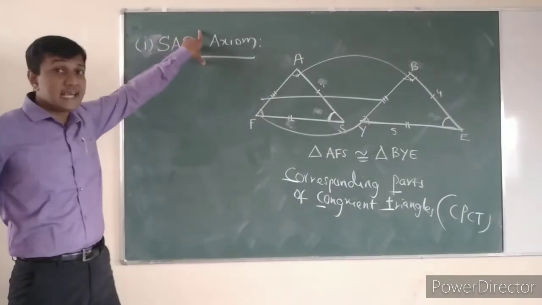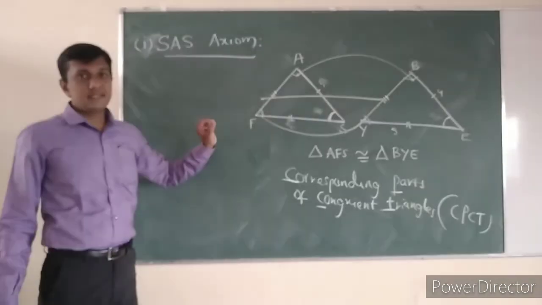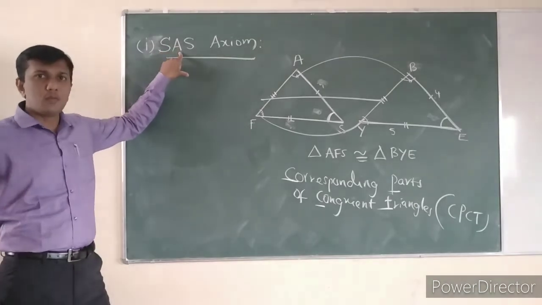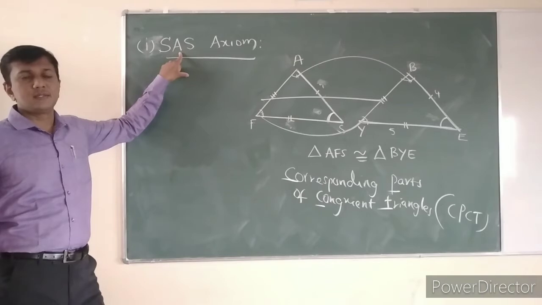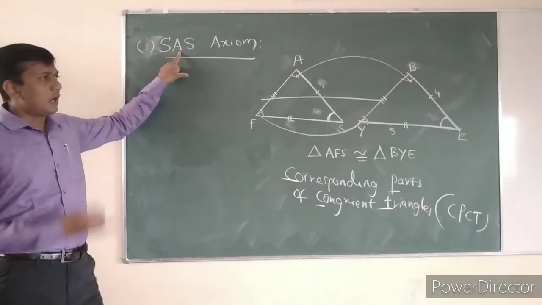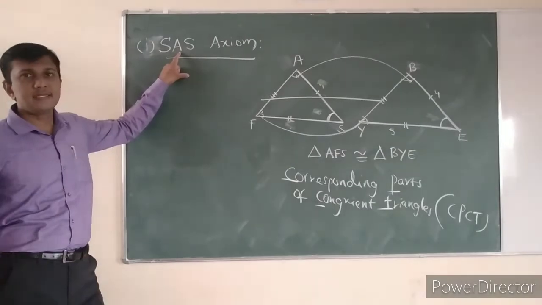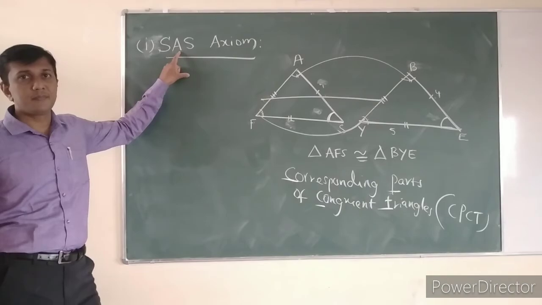Not only in the SAS axiom, for every congruency satisfied, we can write this CPCT rule. Not only SAS, a few more axiom rules we are going to learn: ASA, RHS, and the SSS rule. So for all these, once the congruency rule is decided, we can say the CPCT rule based upon the problem. Okay.